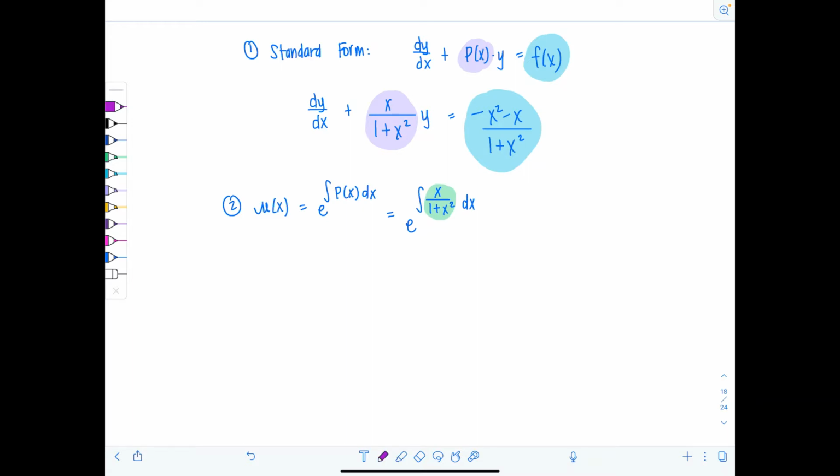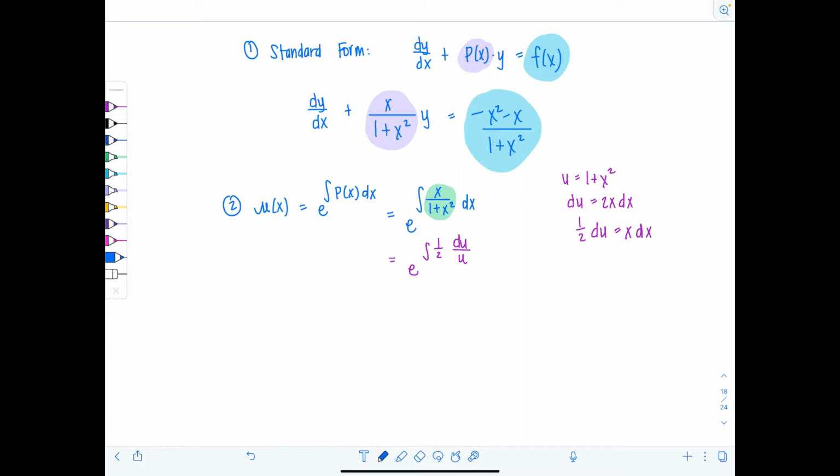If you can't, how would you do it? Well, what are you thinking of mentally? You're letting u equal 1 plus x squared. Then du is 2x dx, so 1/2 du is x dx. And then you basically end up with e raised to the integral of 1/2 du over u. All right. That should be something you can compute in your head. If not, work towards it, or just practice more integrals until that one's not a big deal for you.